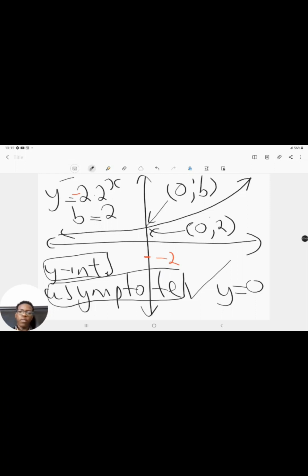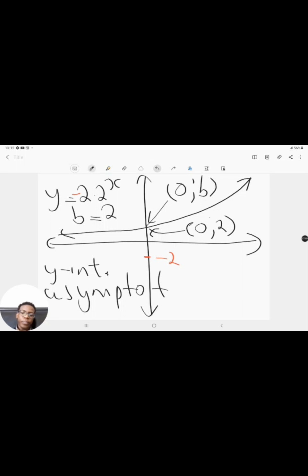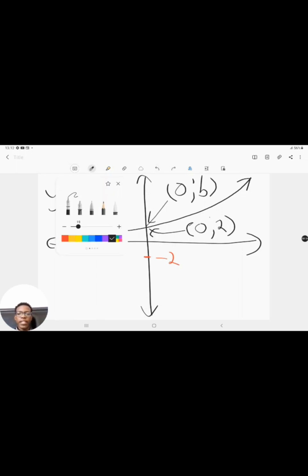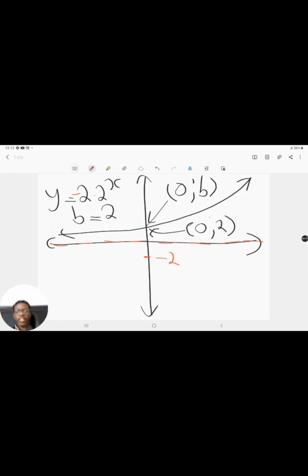So you will agree with me that for this equation here, the y-intercept will be minus 2. But what does the negative do? This is why I wanted to point out the asymptote. Now, the y-intercept is minus 2, and the asymptote still stays the same. The asymptote is still on your x-axis, so your graph still doesn't touch your x-axis.